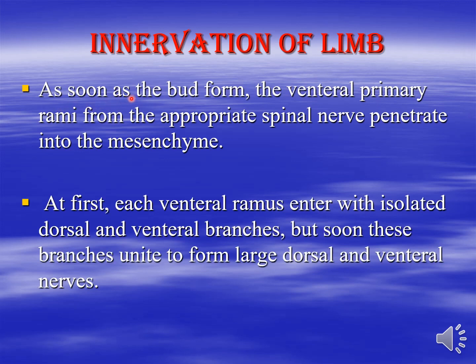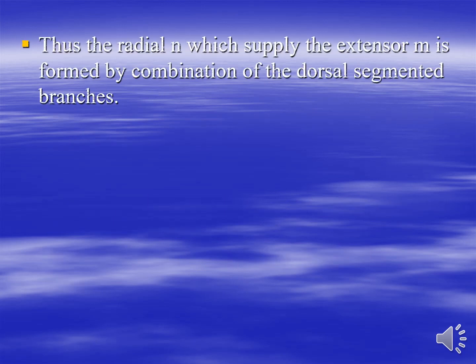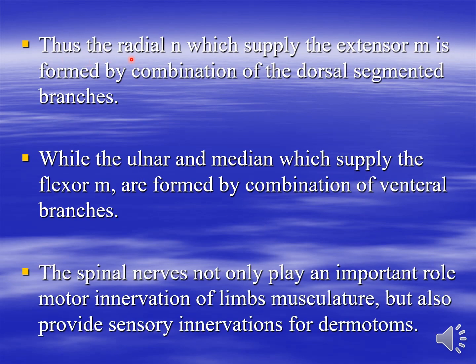As soon as the bud is formed, meaning the upper limb and lower limb, the ventral primary rami from the appropriate spinal nerves penetrate into the mesenchyme. At first, each ventral ramus enters with isolated dorsal and ventral branches, but soon these branches unite to form large dorsal and ventral nerves. Thus, the radial nerve, which supplies the extensor muscles, is formed by combinations of dorsal segmental branches. So the radial nerve supplies the extensor muscles, while the median nerve, which supplies the flexor muscles, is formed by combinations of ventral branches.